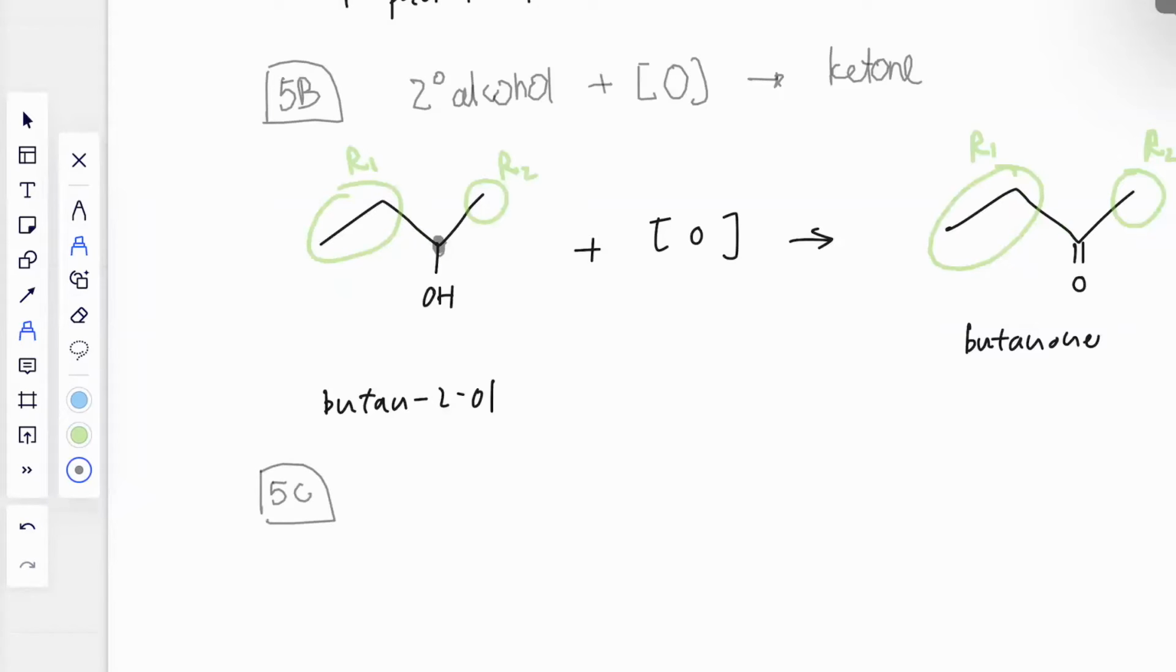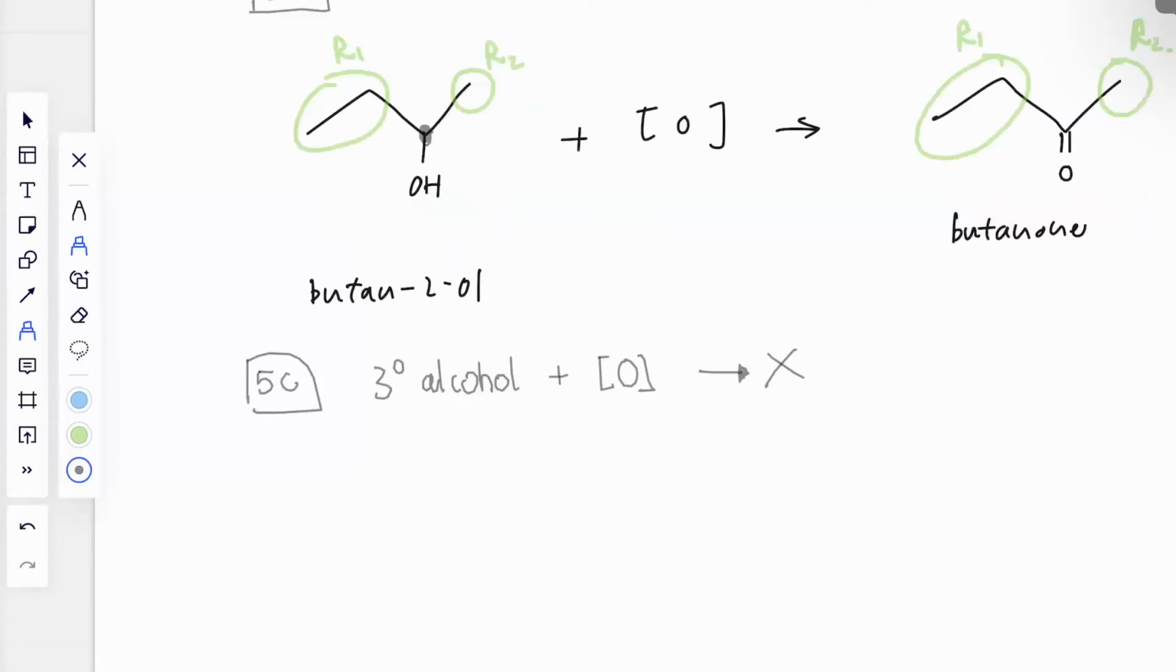5C is third degree alcohol plus oxidizing agent. What will happen? No reaction. Why not? You try. Oxidation of 3-methyl pentan-3-ol. If you write it, then you'll see why it doesn't work.